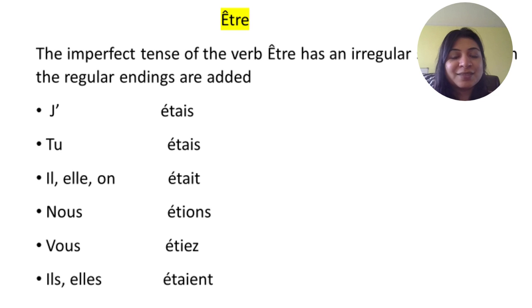French is full of exceptions, isn't it? But we are quite lucky with imparfait, because in imparfait, there is only one exception. Yes, and that is être. And it is quite easy to remember that with être, there is one root, that is ét. So, j'étais, tu étais, il était, nous étions, vous étiez, ils étaient, elles étaient. So this is the only exception.